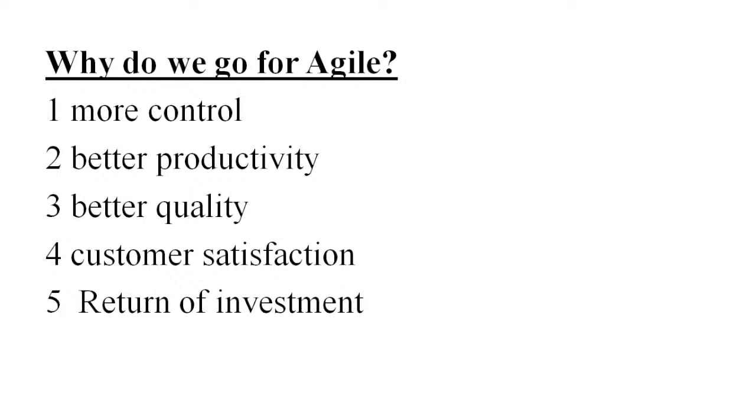So the first point is more control. Due to this more control, we have better productivity of the build. Once we get a better produced build, we can get better quality. Better quality is the third point. The fourth one is customer satisfaction, and the fifth one is the return on investment. So these are the reasons we can choose the Agile methodology. Most of the companies are working under Agile methodologies because of these reasons.